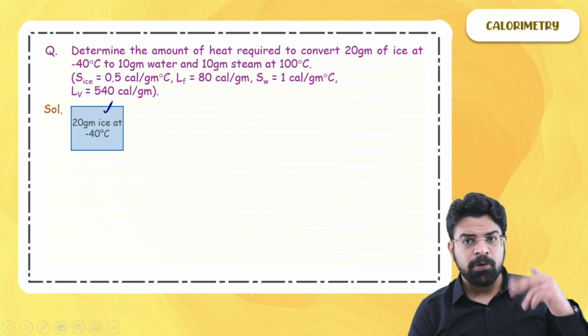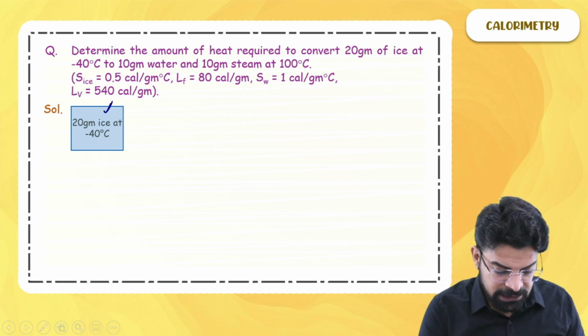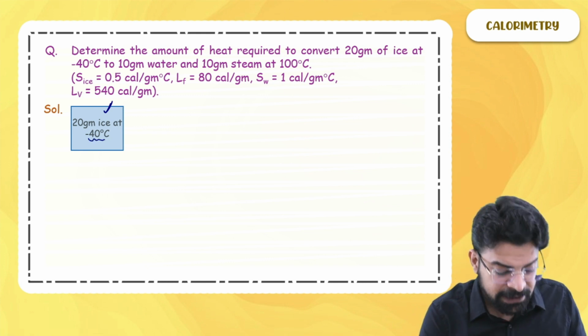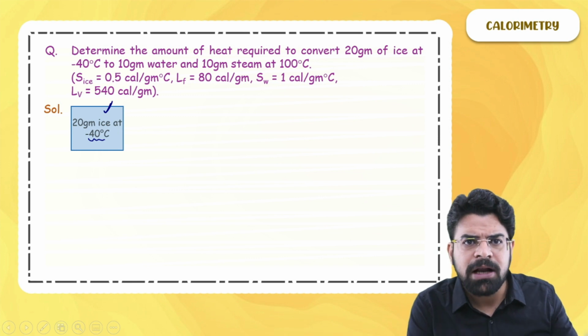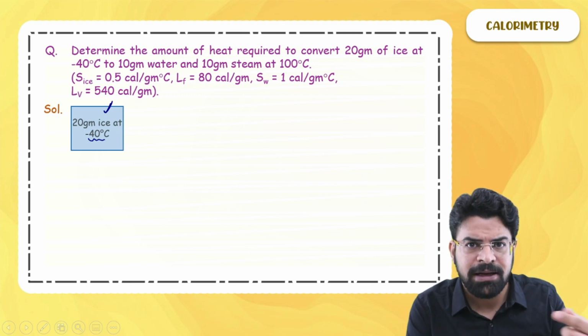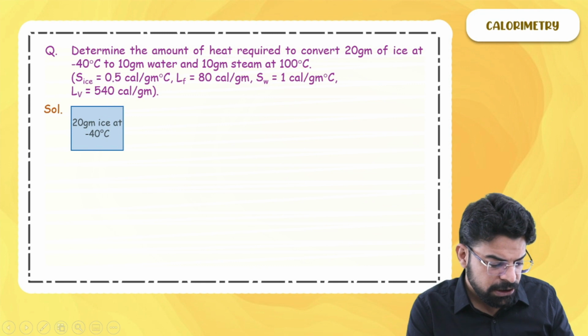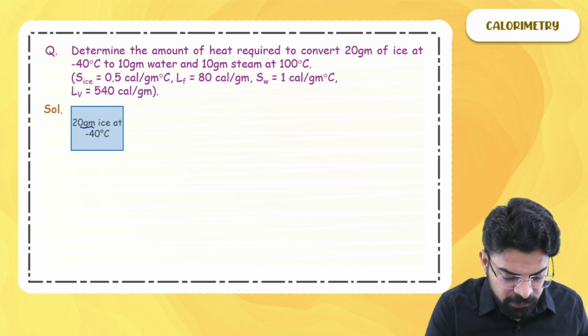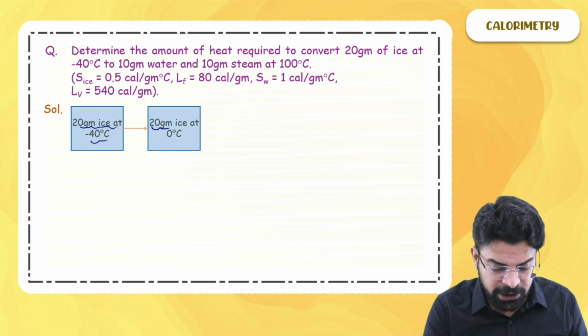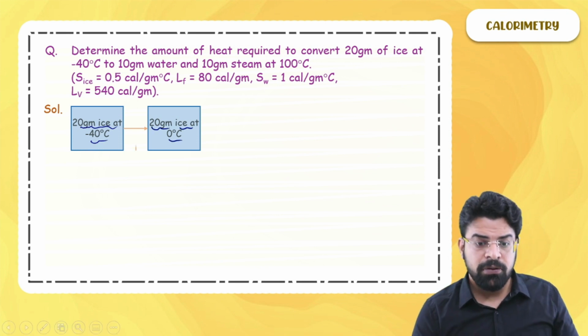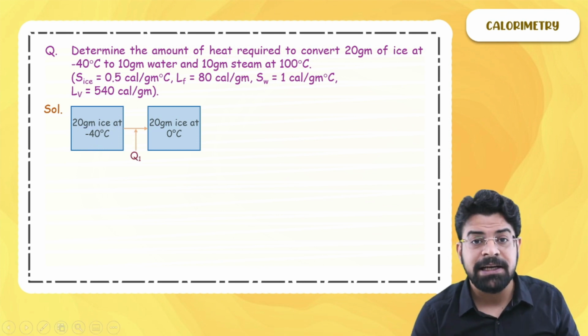Once you start providing heat, what happens? Sir, the temperature of ice starts to increase. Up to which temperature? Up to 0. Why? Because sir, after 0, it starts to melt. At 0, it starts to melt. So we have got 20 gram of ice at minus 40. If we have to convert it into 20 gram of ice at 0, we have to provide some heat. Let's say this heat is Q1.